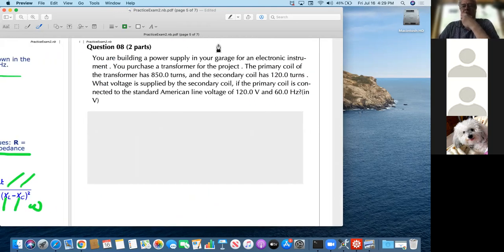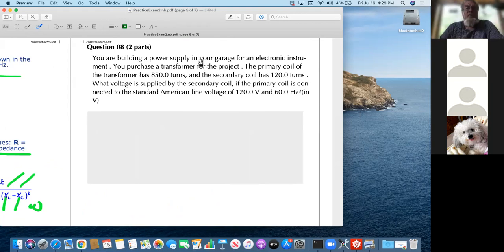All right, here's question number 8. You're building a power supply in your garage for an electronic instrument. You purchase a transformer for the project. Primary coil has 150 turns, secondary coil 120 turns. What voltage is supplied by a secondary coil if the primary coil is plugged into a wall socket?